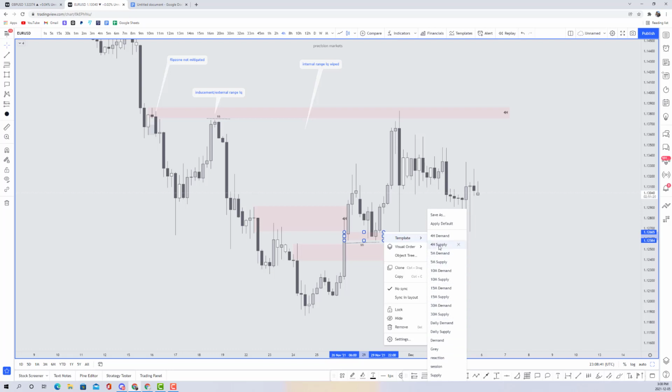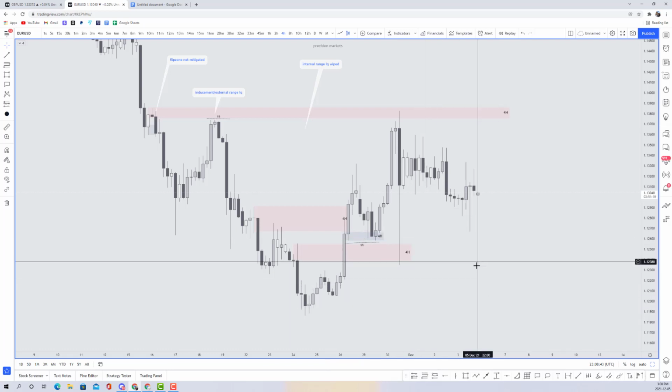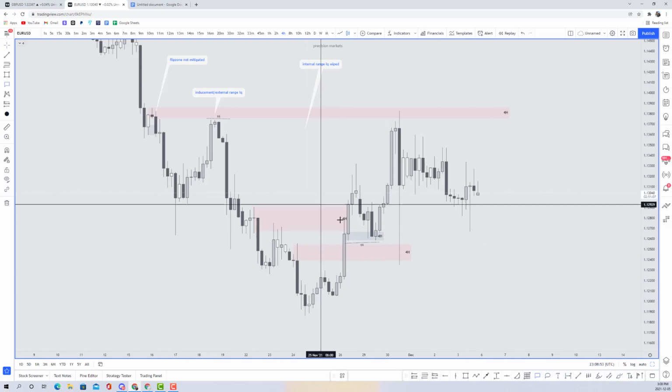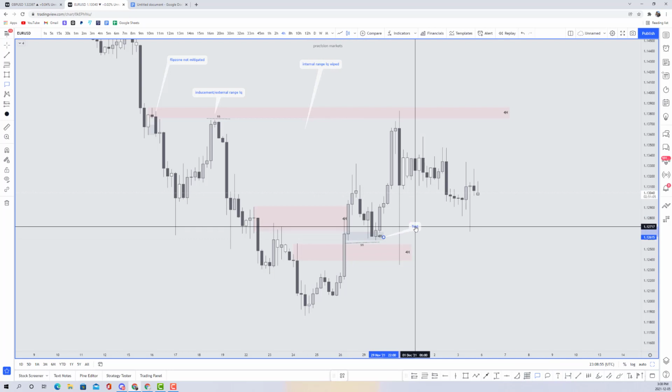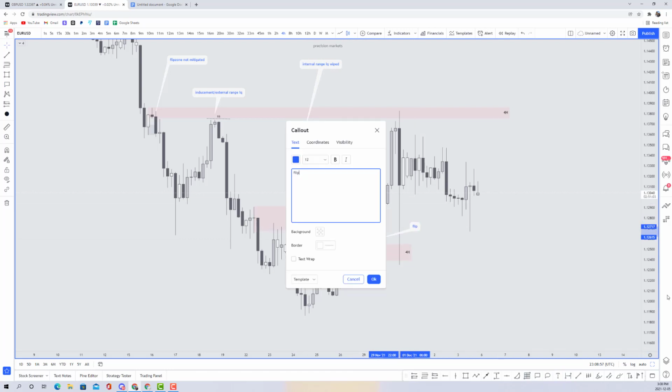So what is likely to happen with the 4-hour flip zone? It is likely to get mitigated. Something else it does is it creates equal lows. What are the equal lows likely to do? They are likely to get run. So we can again call this a flip zone.